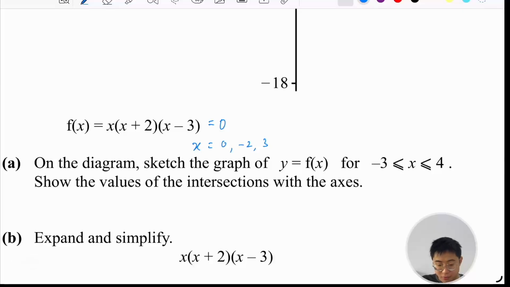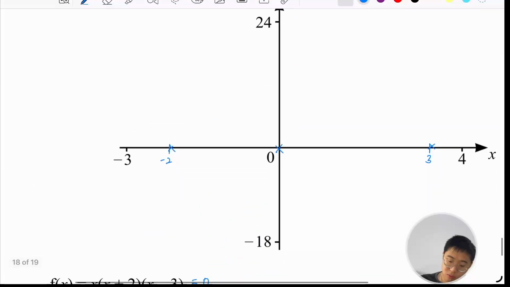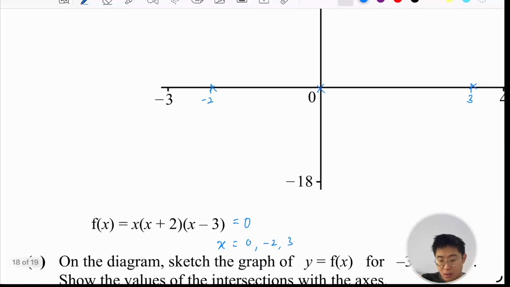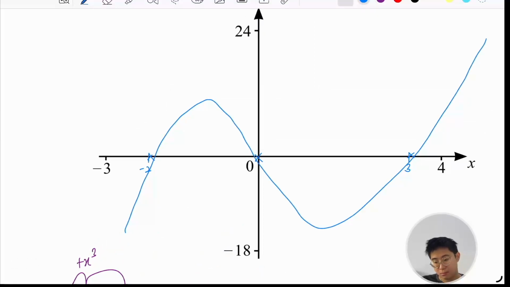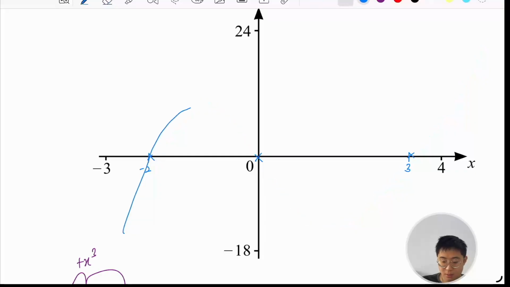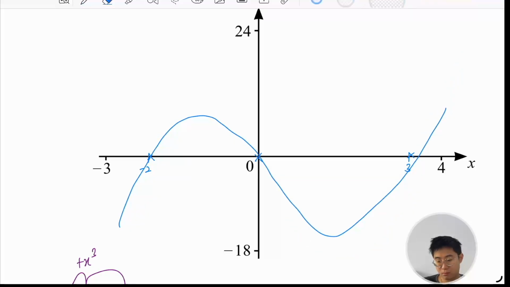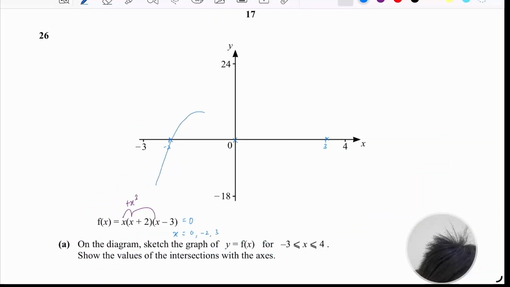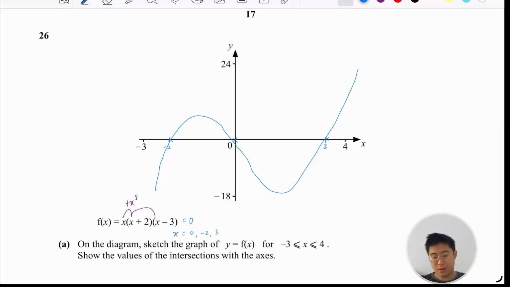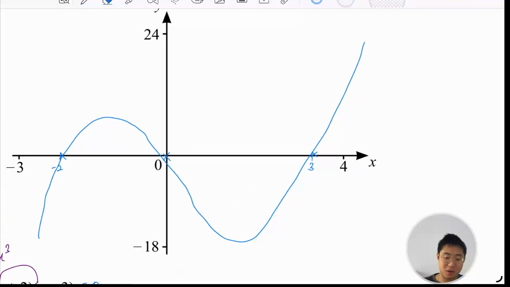On the diagram, sketch the graph for this, show the values of intersections. Okay, so we have to look at the x. If you combine the x's, this, and this, it's going to be a positive x cubed. So it's going to go up in the end. So let's draw up, down, up. Yeah, maybe it could look prettier. Give me a sec. Okay, let's just accept that it's very hard to draw digitally.